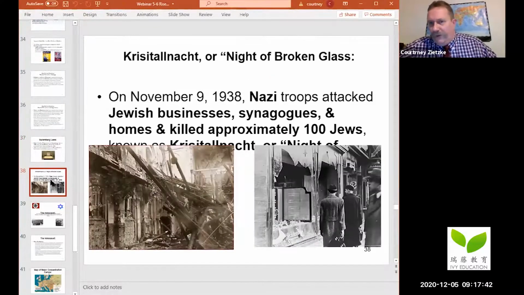Okay, Kristallnacht, Night of Broken Glass. Remember, people, I wanted to go through the war a little bit first, some of the highlights. Now we're going to get into some of the things that helped create this problem. Kristallnacht, as I said before, was the Night of Broken Glass. In November 1938, Nazi troops attacked Jewish businesses, synagogues, and homes and killed approximately 100 Jews. But they did a lot more than that. They set fire to their businesses, they set fire to their synagogues, they rounded them up, and they threw them in jail. And for what crime? Simply because they were Jewish people. No crime. Their crime was the fact that they were Jewish.